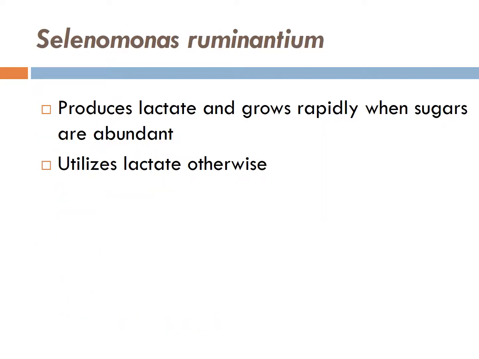We already talked about Selenomonas ruminantium, but we'll note here that it produces lactate and grows rapidly when sugars are abundant. It utilizes lactate otherwise, so it can be an important lactate utilizer, but its role depends on rumen conditions. Some people will unconditionally call it a lactate utilizer, and that's not really true.